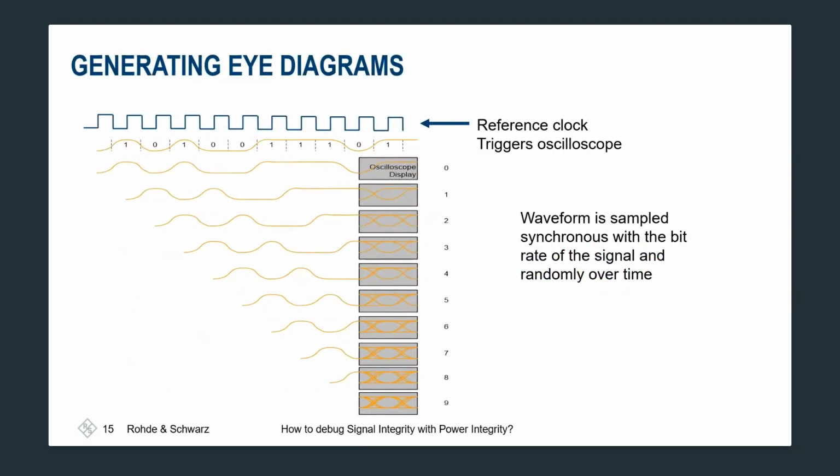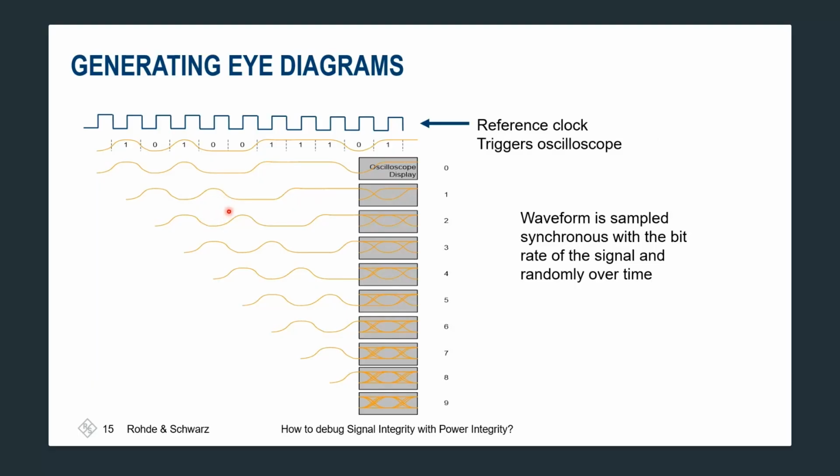So how do we generate an eye diagram? For that, we need to have a reference clock which triggers the oscilloscope into the input data stream, as shown in here. The measured waveform is sampled synchronous with the bit rate of the signal and randomly over time. In this process, the input data stream gets sliced.